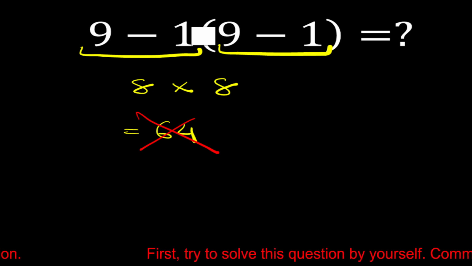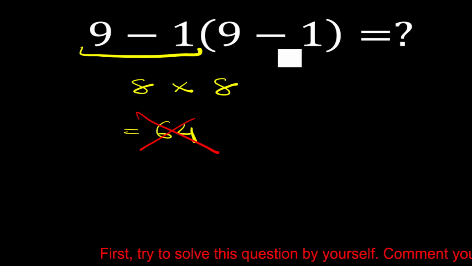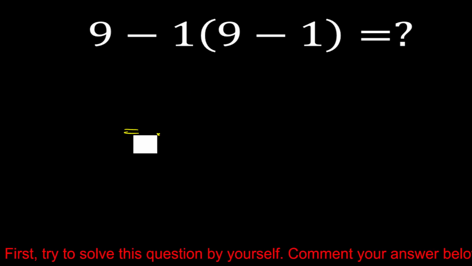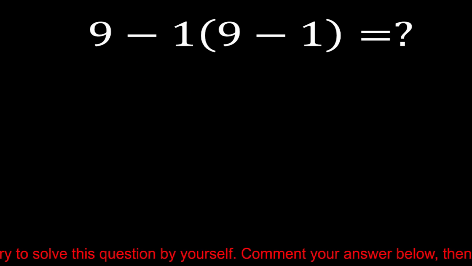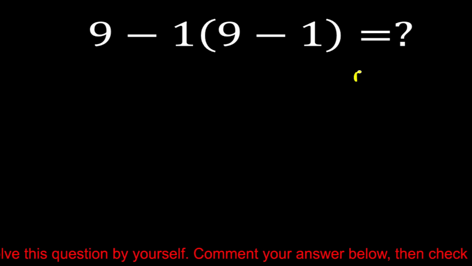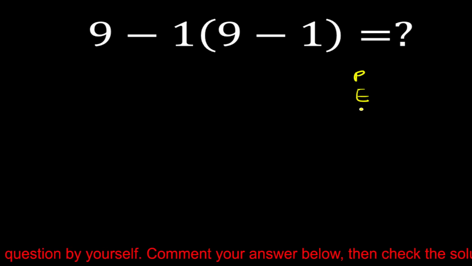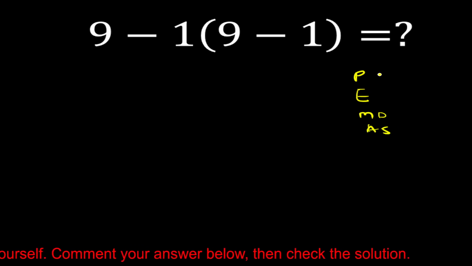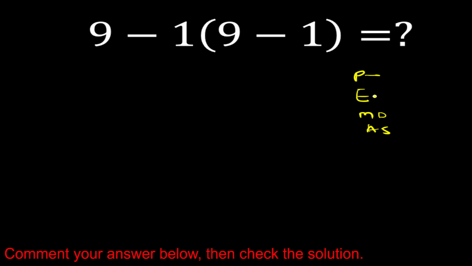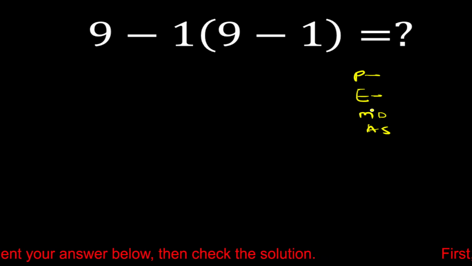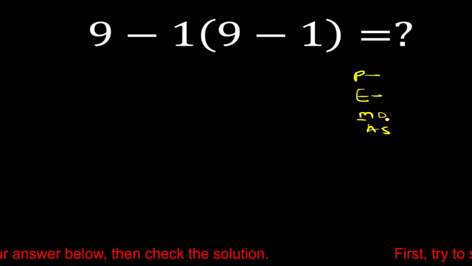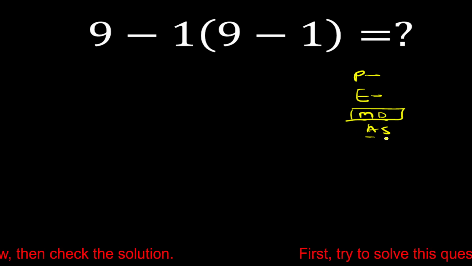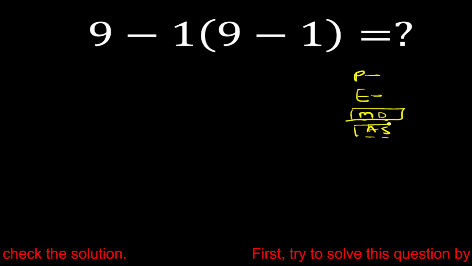Now let's solve this problem correctly by using the PEMDAS rule. Okay. So PEMDAS. P means first priority is parenthesis. Okay. E means second priority is exponent. M means multiplication and D means division, both have equal priority. Okay. A means addition and S means subtraction, also both have equal priority.